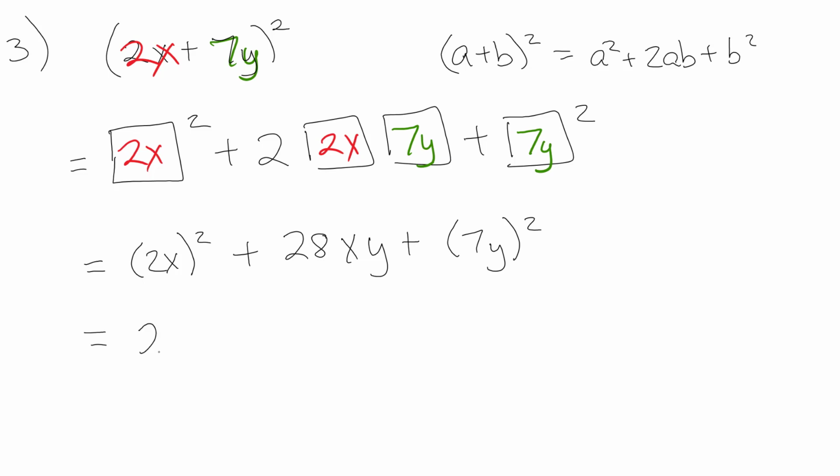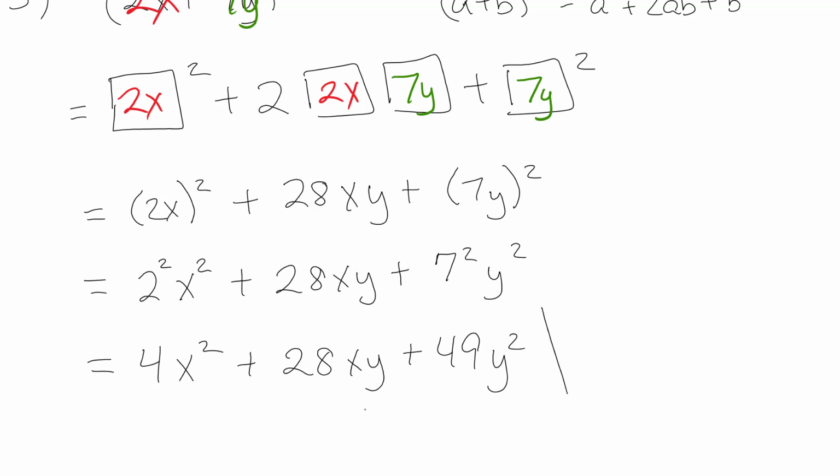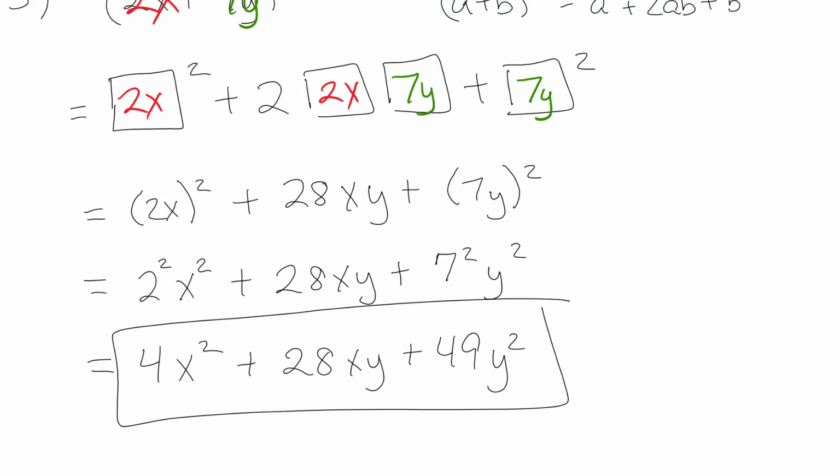So again, I'm just going to write this out. That's 2 squared x squared and 7 squared y squared. So your final cleaned up answer for this one is going to be 4x squared plus 28xy plus 49y squared. Woo! So have some fun with that.